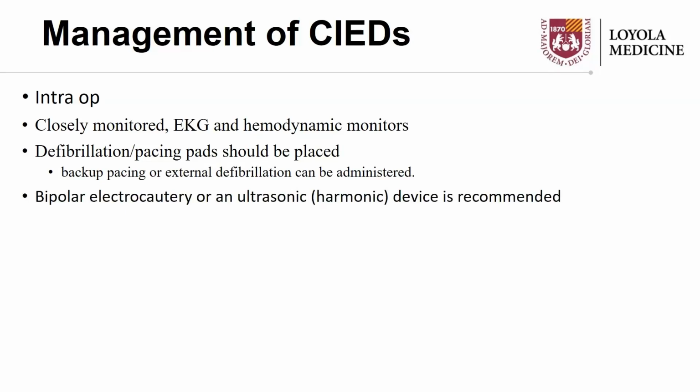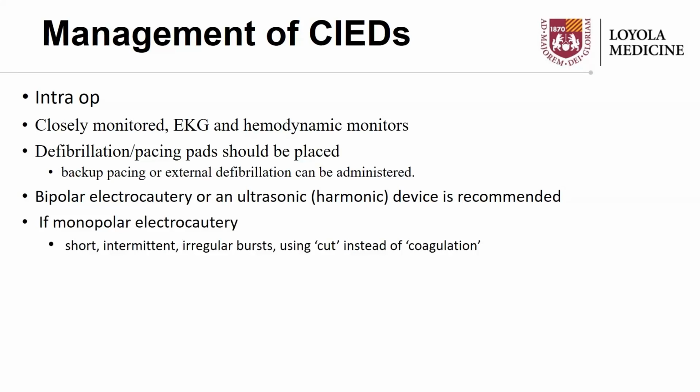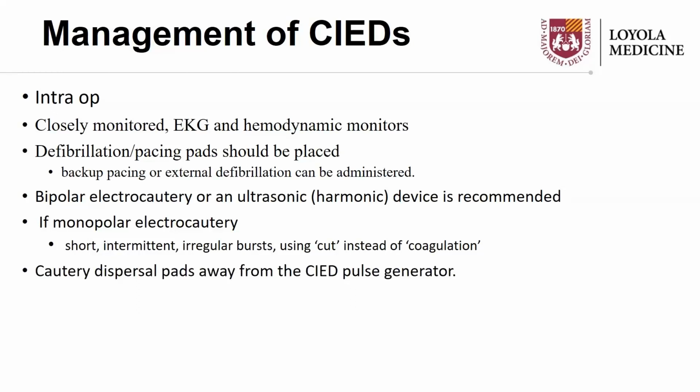Again, if cautery is to be needed, bipolar harmonic is recommended, just similar to other devices. And they also state, and the reason I'm mentioning this is because I had a boards question about this, that they require short, intermittent, irregular bursts at minimal power settings using cut instead of coagulation. So all those little things can really assist with avoiding device disruption. And then similar to other devices, cautery dispersal pads should be placed in a position so that the current is directed away from the pulse generator.